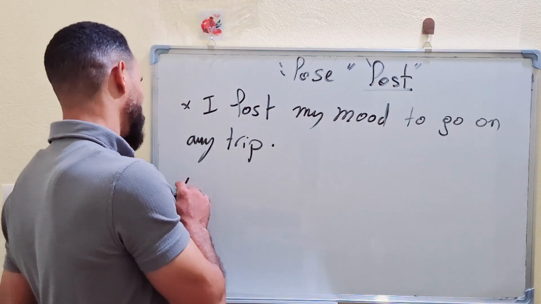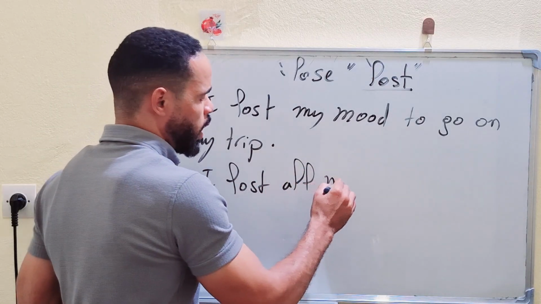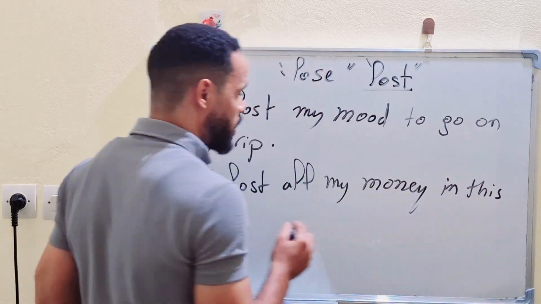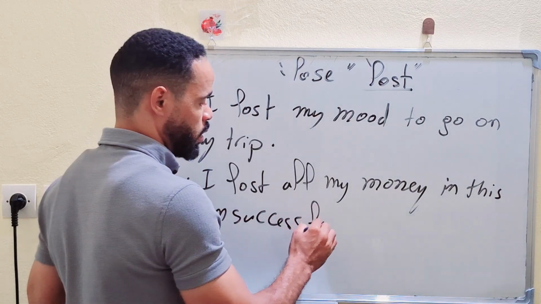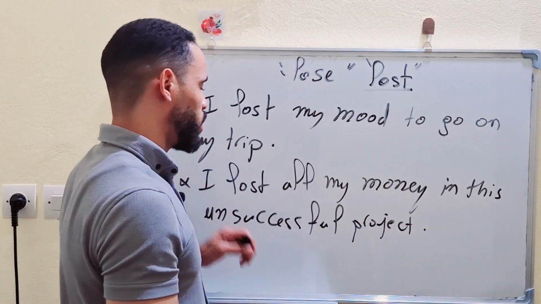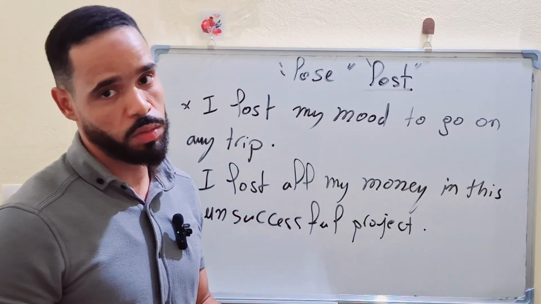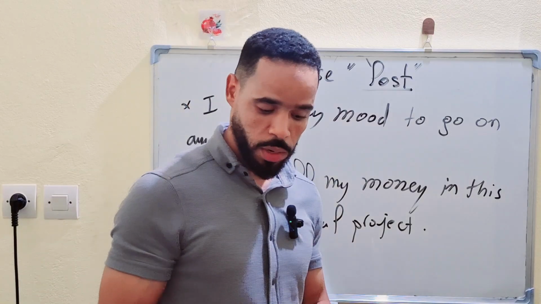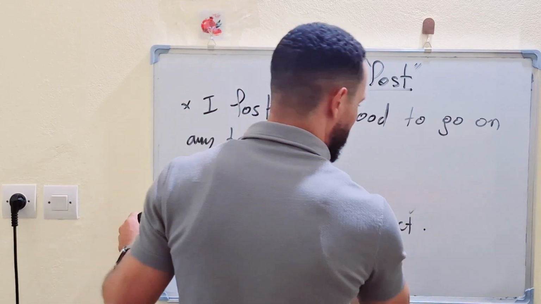Okay. One more situation we can say, I lost all my money in this unsuccessful project. Okay, I lost all my money in this unsuccessful project. I think this example is very obvious. It doesn't need any explanation or further explanation, because it's clear by itself.